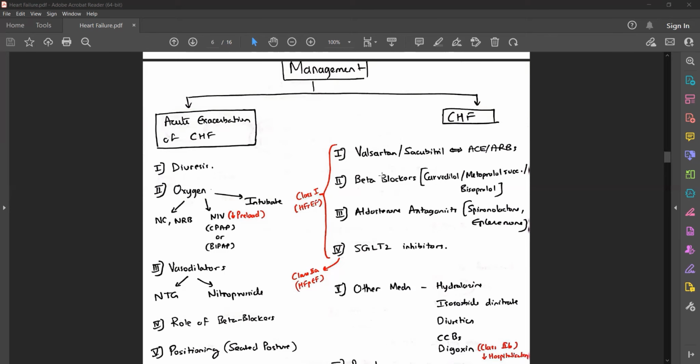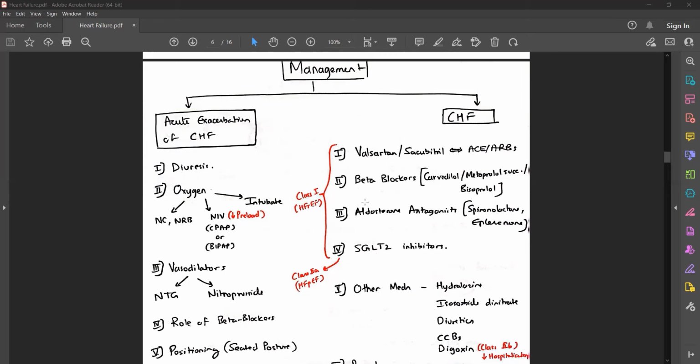Now, the medications like ACE/ARBs, or nowadays what we use is a combination of valsartan and sacubitril, beta blockers, aldosterone mineralocorticoid receptor antagonists like spironolactone, and SGLT2 inhibitors. These medications have shown mortality benefit in HFrEF. So that's why they are class 1 indication, as I said before, recommendation class 1. That is, you must start a patient with HFrEF on all these meds.